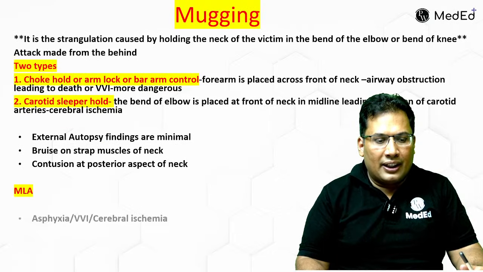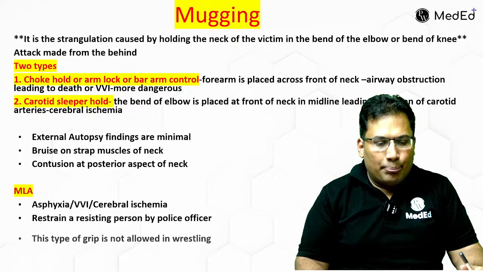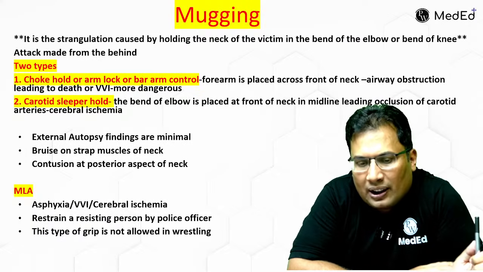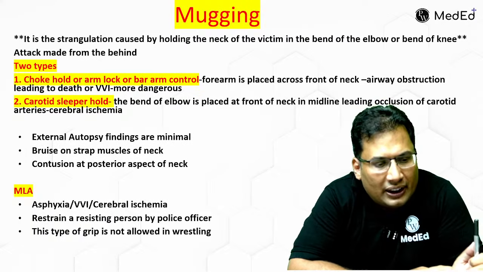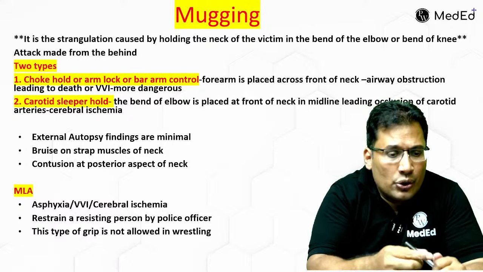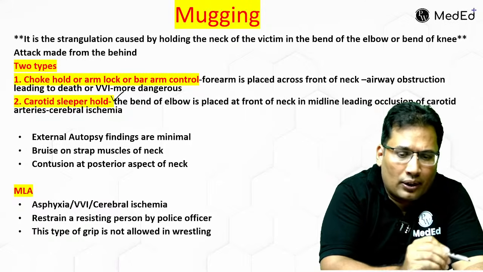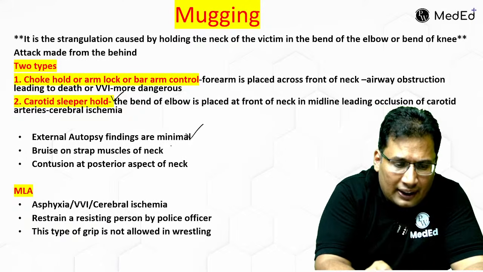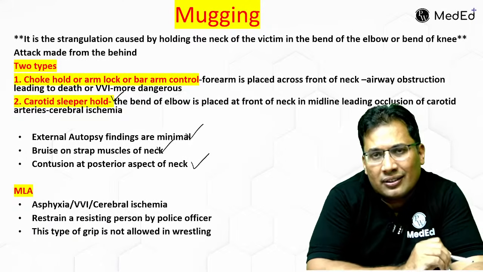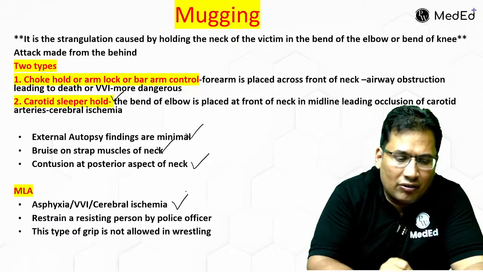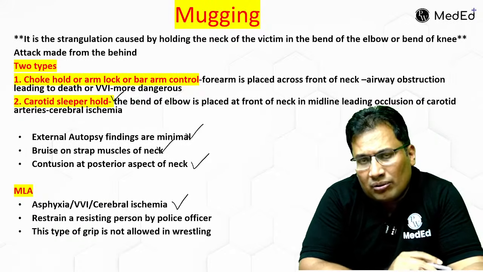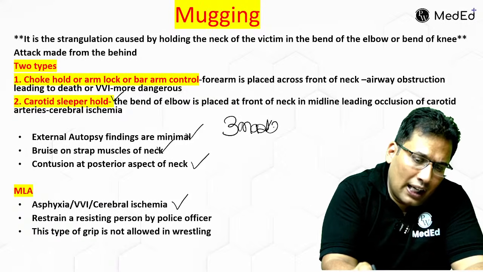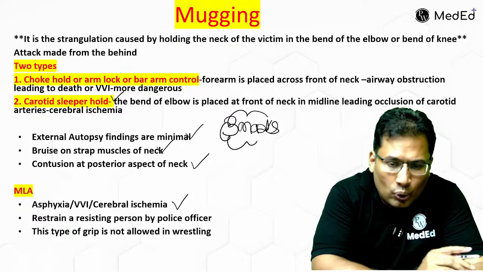Again, mugging can be a 3 marks question. Mugging is strangulation caused by holding the neck of the victim in the bend of the elbow or the bend of the knee. There are 2 types of mugging, choke hold and carotid sleeper hold. Then again, external findings are minimal. There can be bruises, there can be contusions. The cause of death is asphyxia, vasovagal inhibition. So this is more than enough for a 3 marks question. There are 2 types. One is the choke hold.